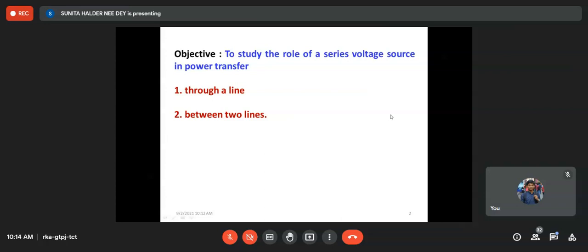But here now we shall add some extra facility to the line so that power transfer may be improved. What extra facility, what extra support? That we shall provide: series voltage injection. So some voltage will be injected in series in the line, and we shall observe how the power flow is changing in the line, and if there are two lines, then how power flow can be controlled between two lines. That we shall observe in this experiment.